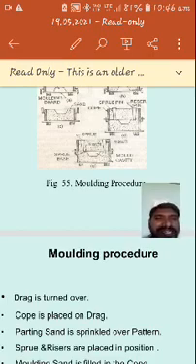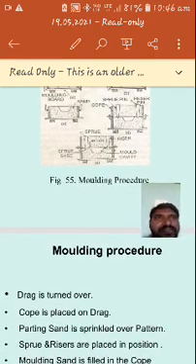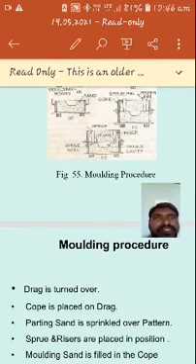So there is an entrance, and that entrance we can call the gating system. After removing the sprue pin and riser pin, we cut the gates. The gating is nothing but a passage for molten metal entering into the mold cavity.